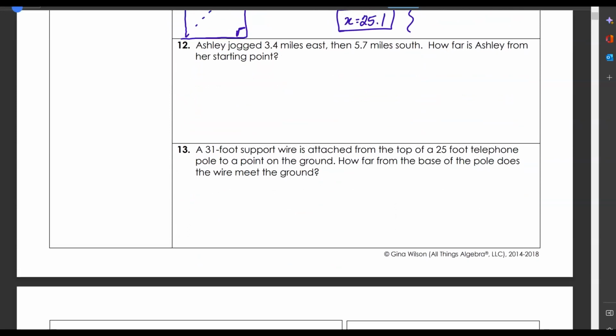So Ashley jogged 3.4 miles east, then 5.7 miles south. How far is Ashley from her starting point? If this is her starting point here, and she jogged east, this is going to be towards east, and then she went directly south. East, she went 3.4 miles. It's right east here. And then she went 5.7 miles south. Now, how far away is she from her starting point?